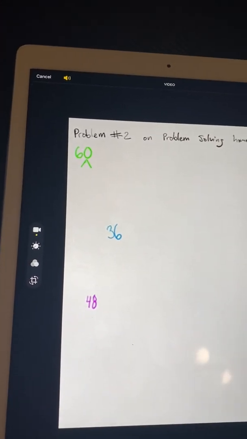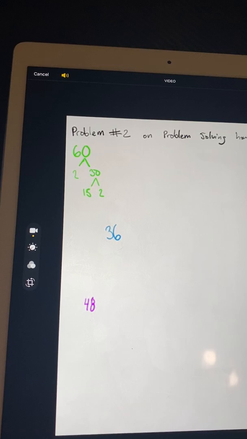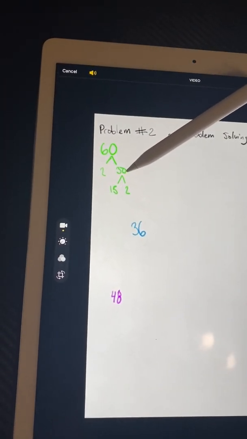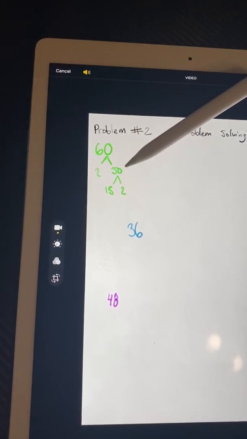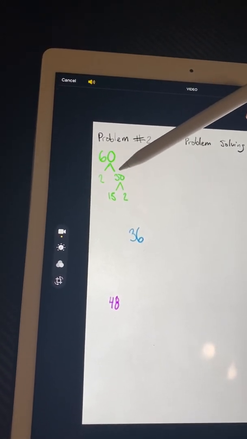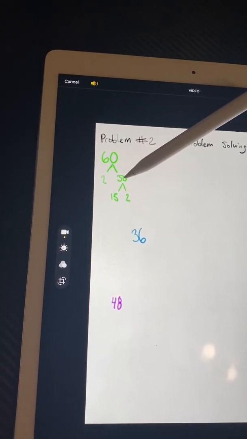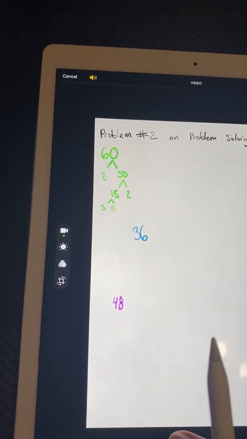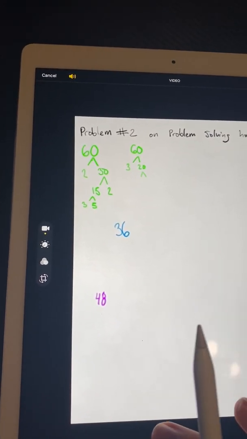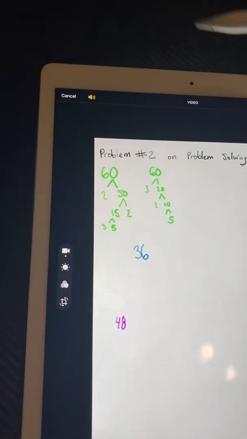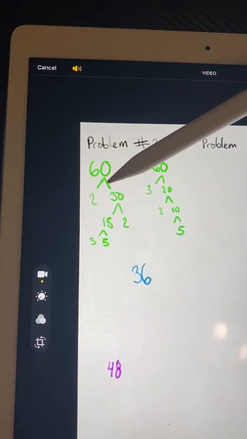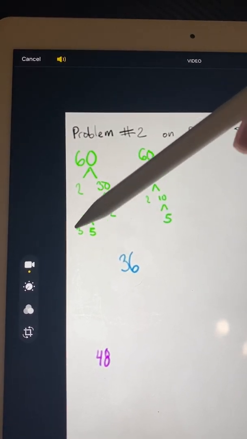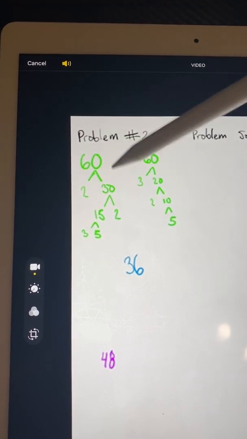So for example, let's start this. You always try to start off with a higher number. So for here I have a 30. So that's one of the divisions of 60. 60 divided by 2 is 30. So you do that, and then you basically want to find as many divisions as you can. So here I have 60, 30 times 2 is 60. Also 15 times 2 is 30. 5 times 3 is 15. So I'm done with this side.